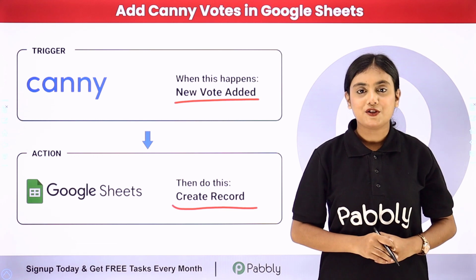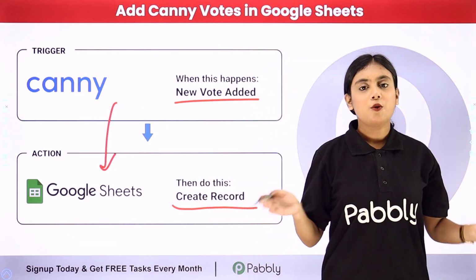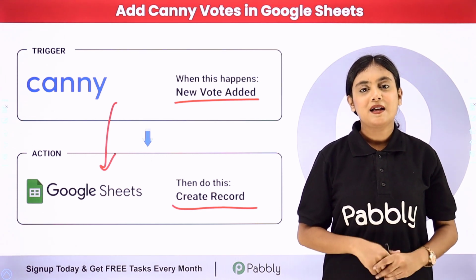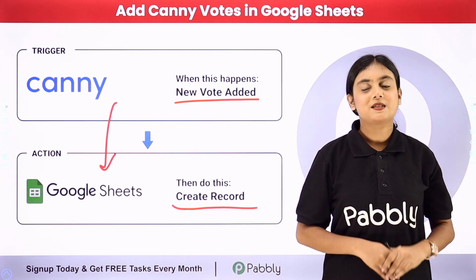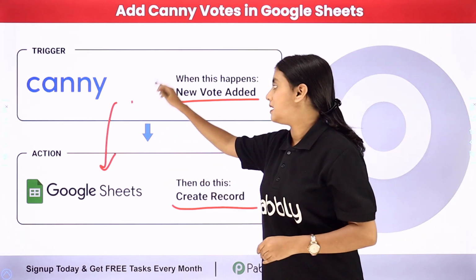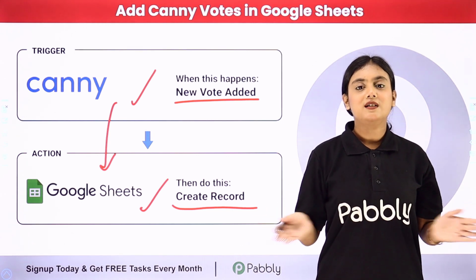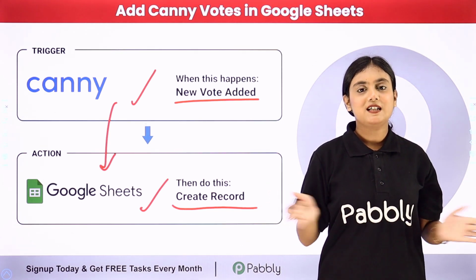For that, what we are going to do is simply create an automation between Canny and Google Sheets with the help of Pabbly Connect. Pabbly Connect runs on two concepts, that is trigger and action. In this process, my trigger application is going to be Canny and my action application is going to be Google Sheets. So if you want to learn how to do this automation, then let me take you all to my screen.